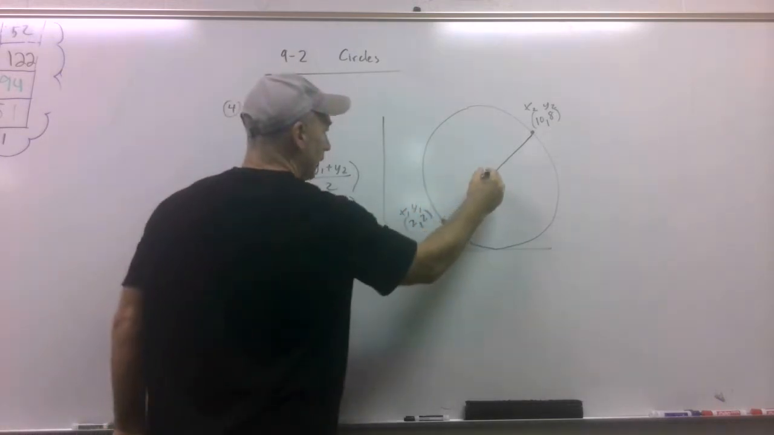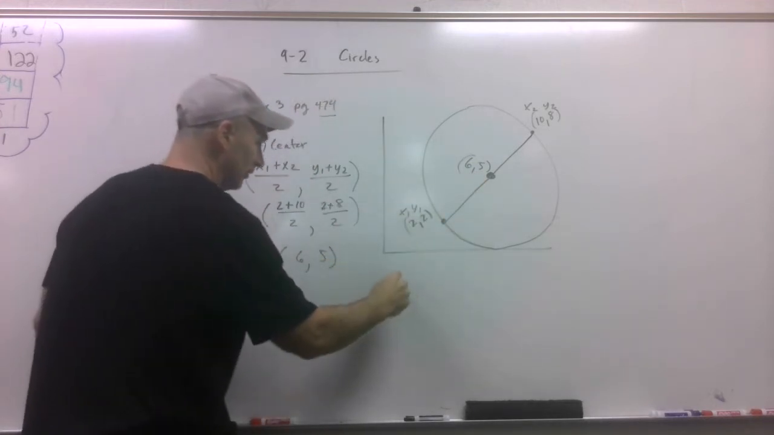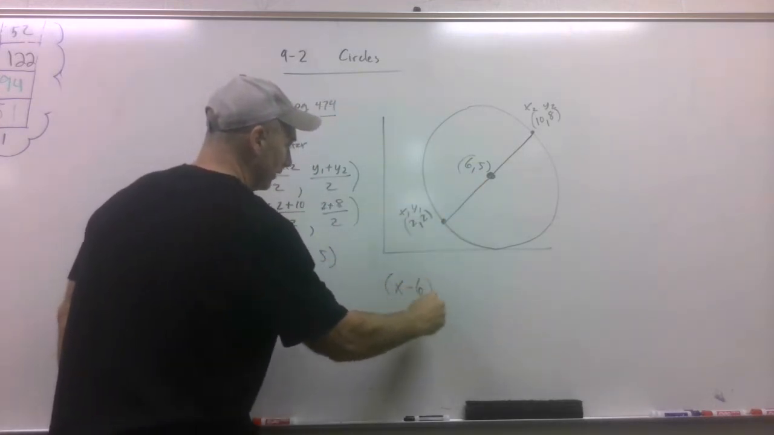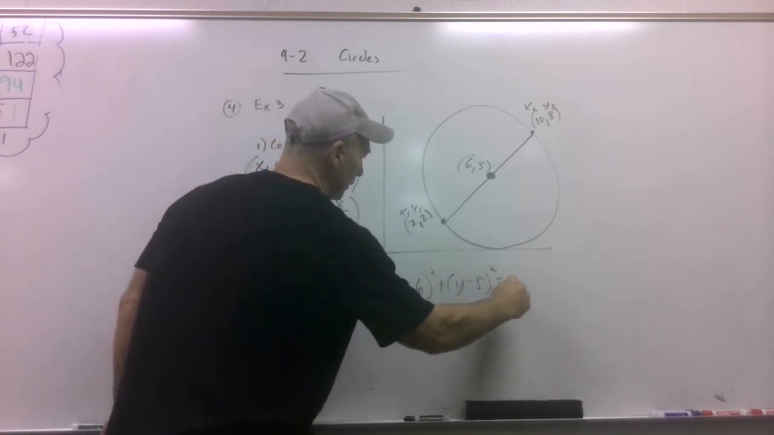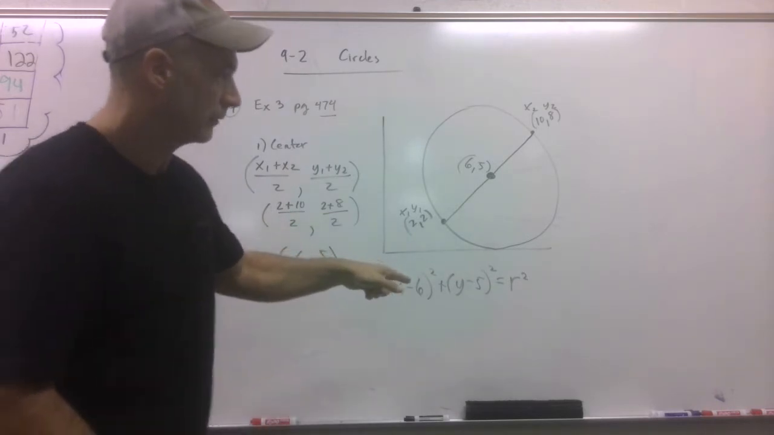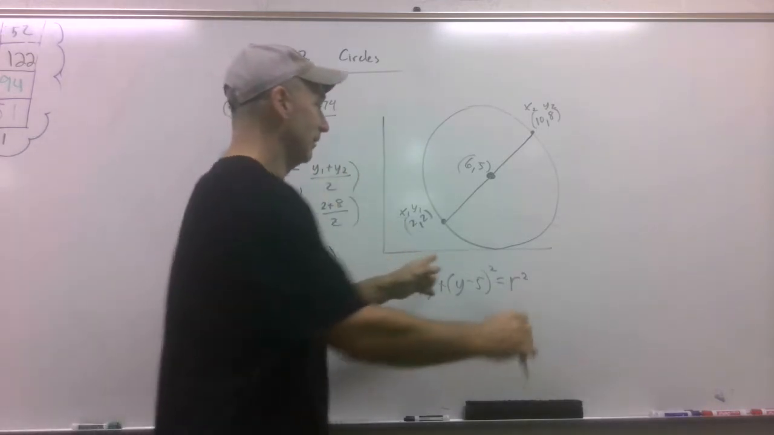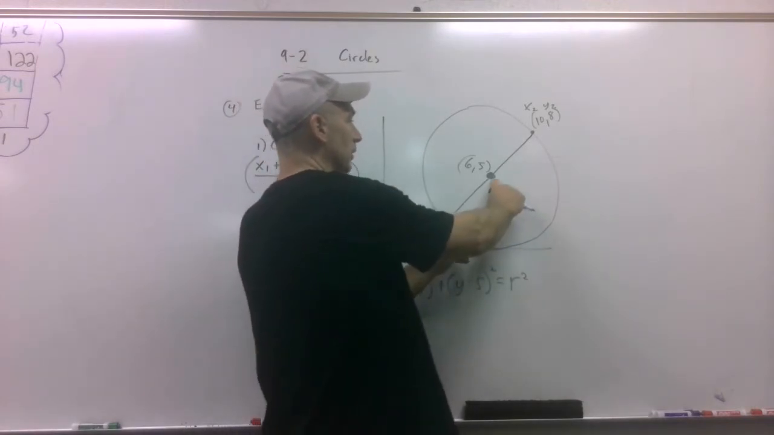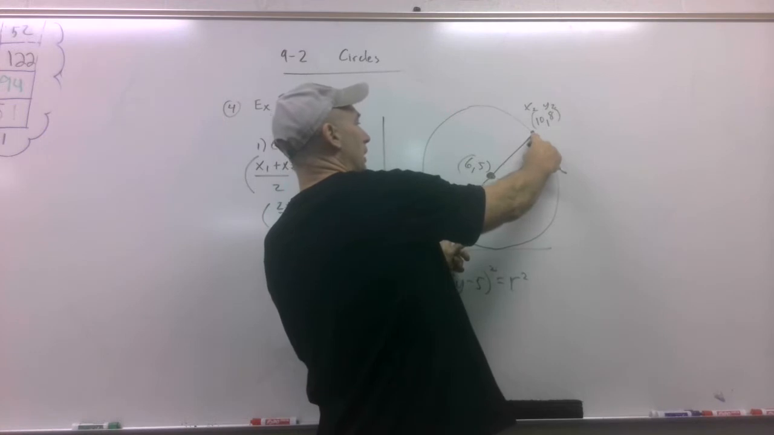So we know now that the center is (6, 5), which tells us we can put (x minus 6) squared plus (y minus 5) squared. Now we've got to find the radius and square it. How are we going to do that? We've got a distance formula. Remember what I said? You can use the distance formula here, here, or here, but make sure to cut it in half.